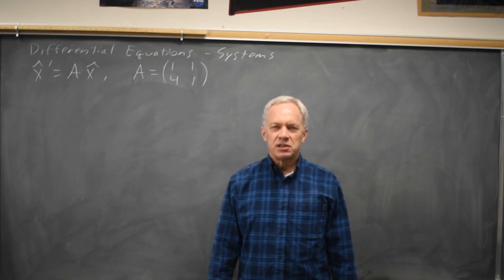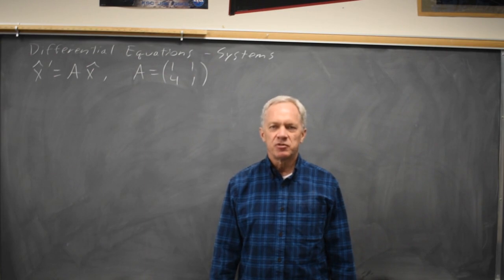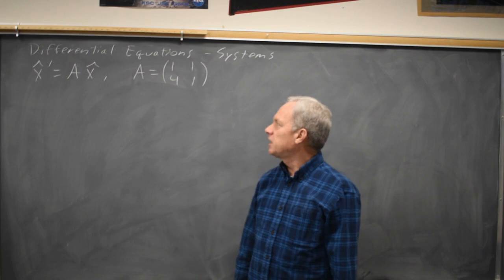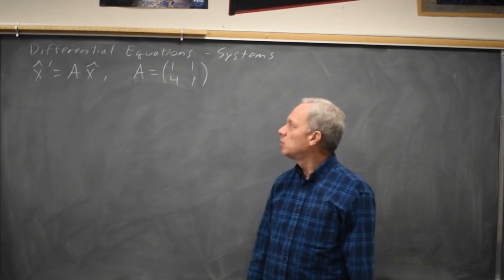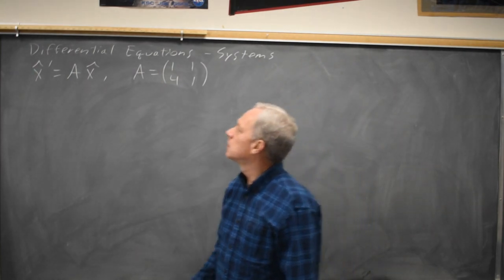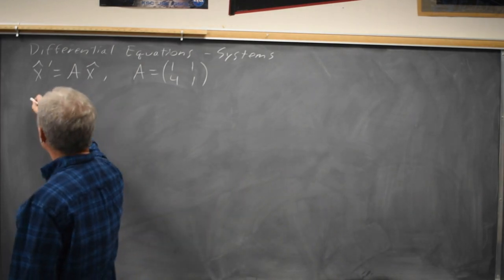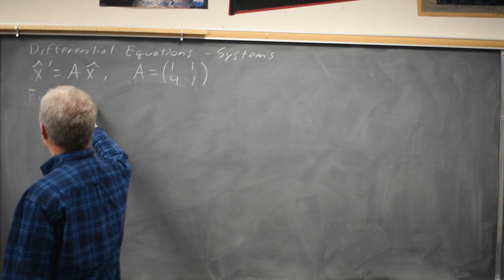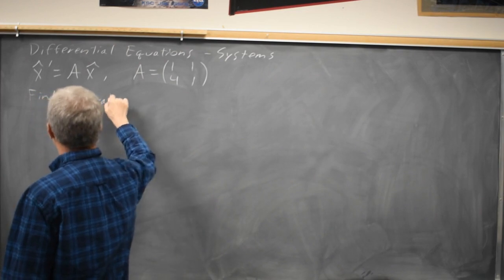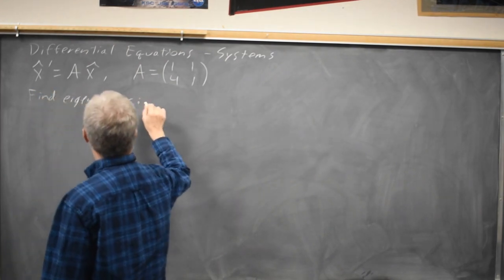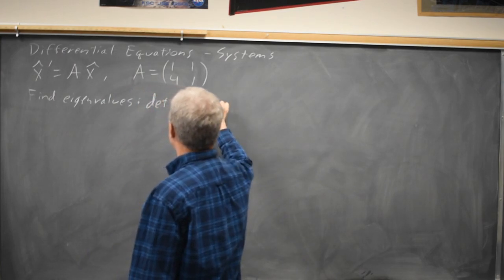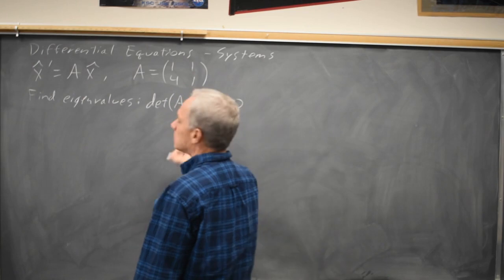I'm Dr. Roger, and today we're looking at differential equations, in particular systems of linear differential equations. I'm looking at x prime equals Ax, where matrix A is [1, 1; 4, 1]. And to solve this, we're going to find the eigenvalues, which we do by setting the determinant of A minus lambda times the identity equal to 0.